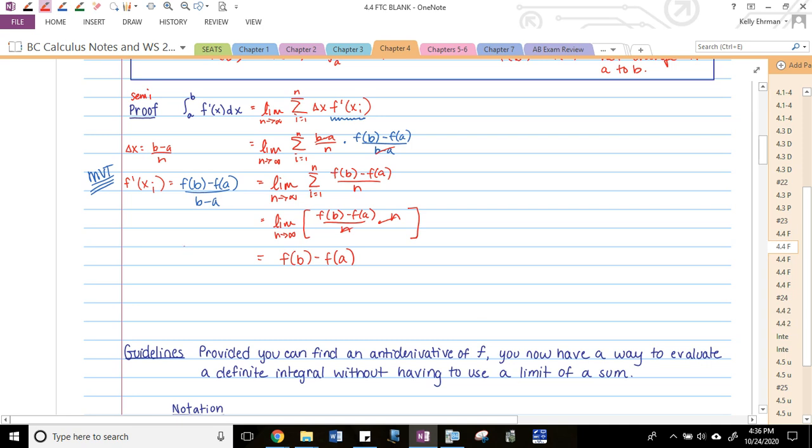So pretty cool. We just went through and showed a semi-proof. It could be more formal. But when I used what I know about limits of Riemann sums, I got that the integral from a to b of f prime of x dx did work out to be f of b minus f of a. And again, it's not f prime of b minus f prime of a. It's whatever f of x is, whatever that equation is, subtracting the endpoints of those function values.